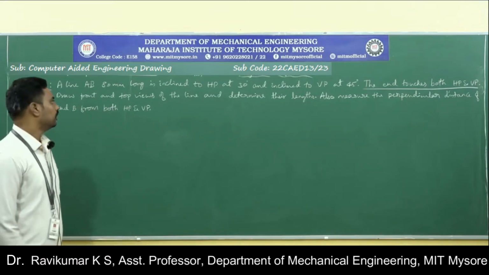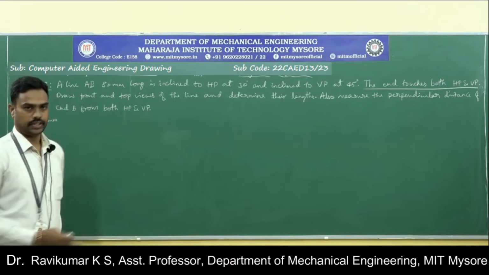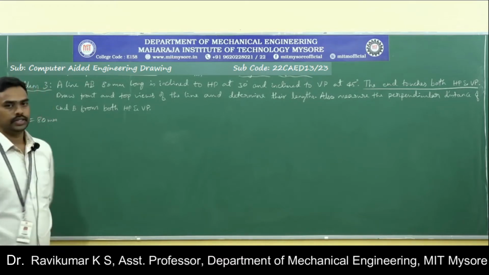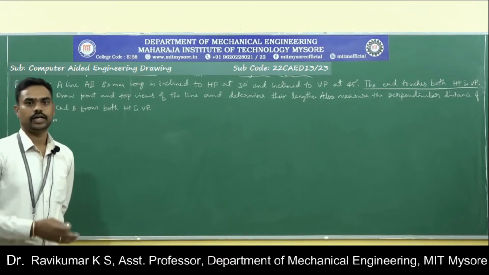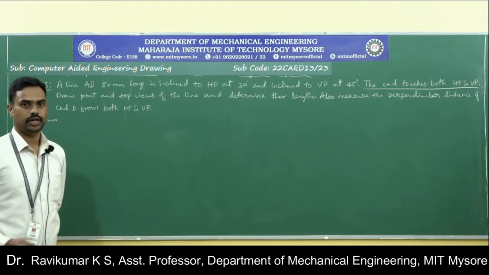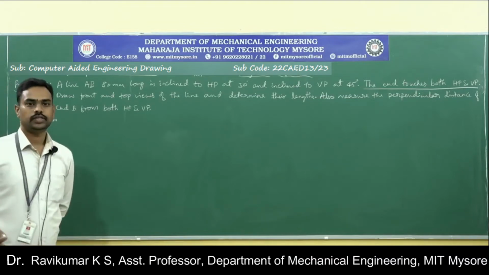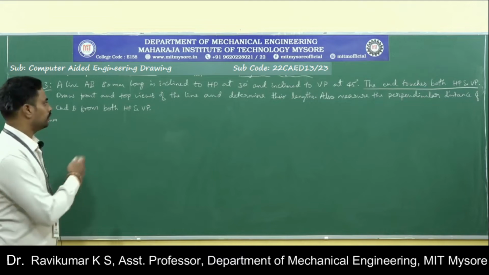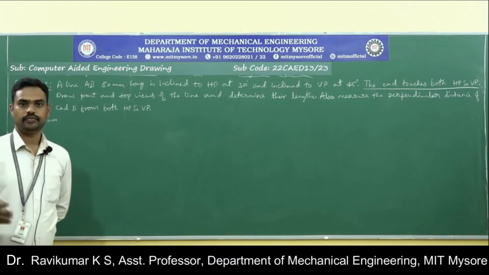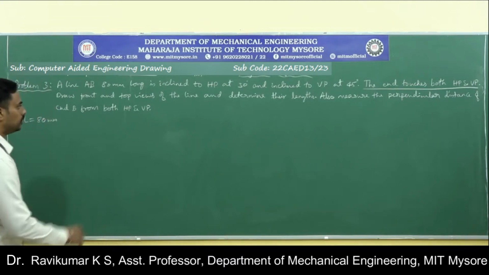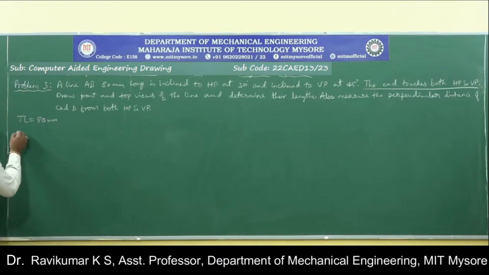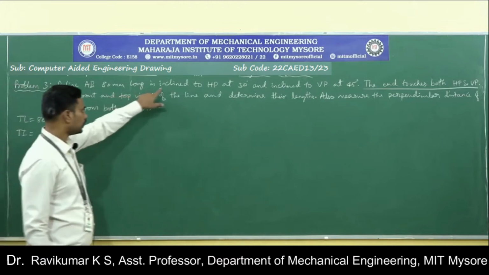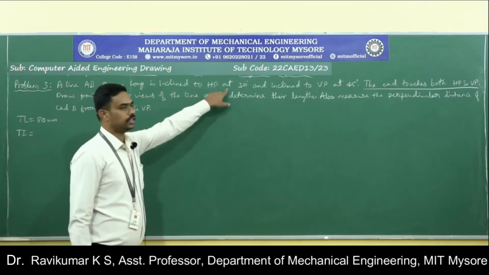Then it is inclined to HP at 30 degree and inclined to VP at 45 degree. Again here it is not given like it appears to be inclined to HP, appears to be inclined to VP as well, or in the top view it is inclined to HP, in the front view it is inclined to VP, like that. It is not given like that. So it is true inclinations. So true inclinations, inclined to HP at 30 degree.